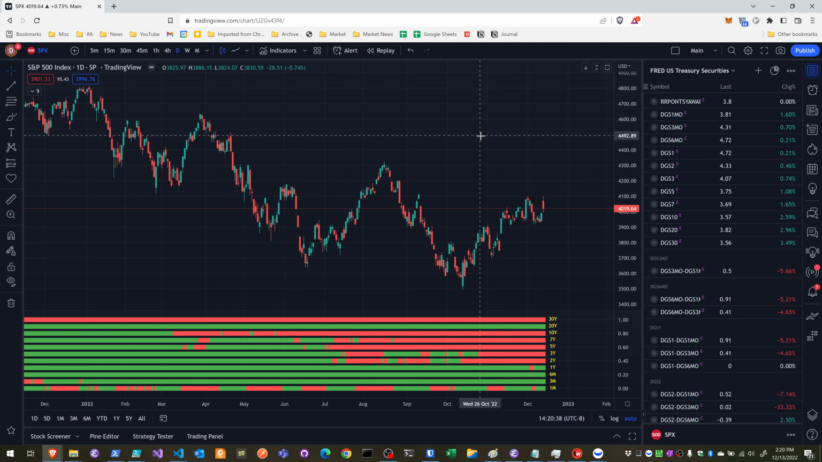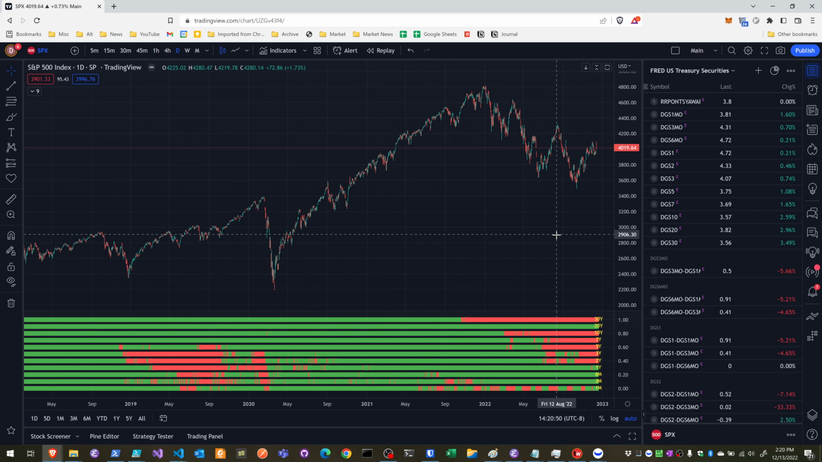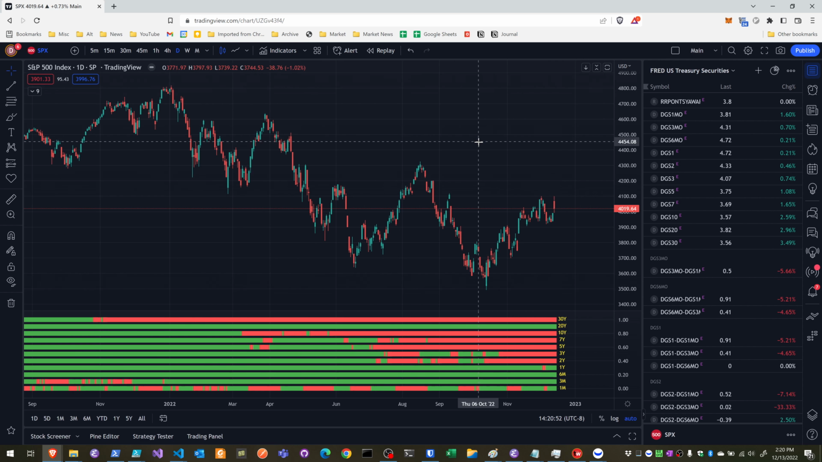But I just wanted to point out that the indicator is using the more conservative approach of just using the official FRED data, which, like I said, in this case is just delayed by a few days. So just keep that in mind. It can be used for looking at it historically, but won't necessarily show you today's inversion curve.